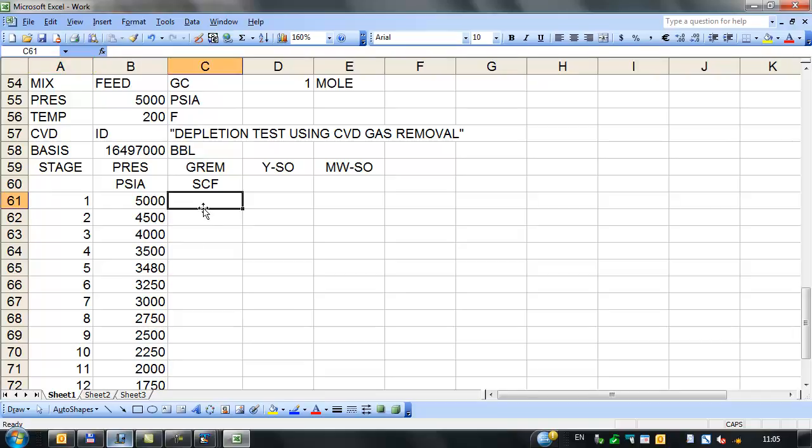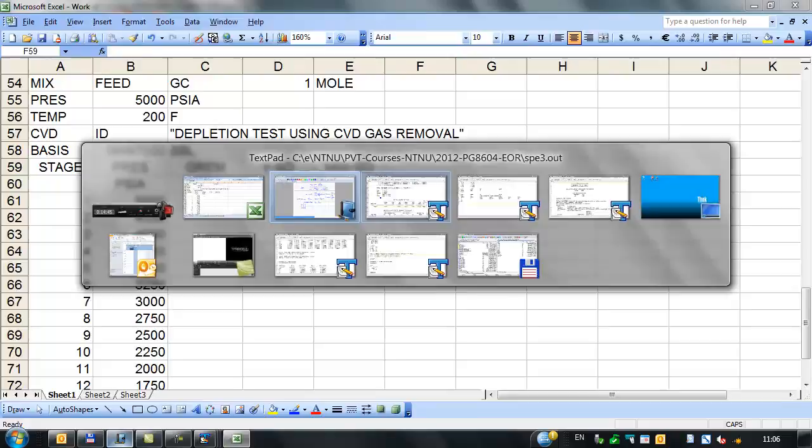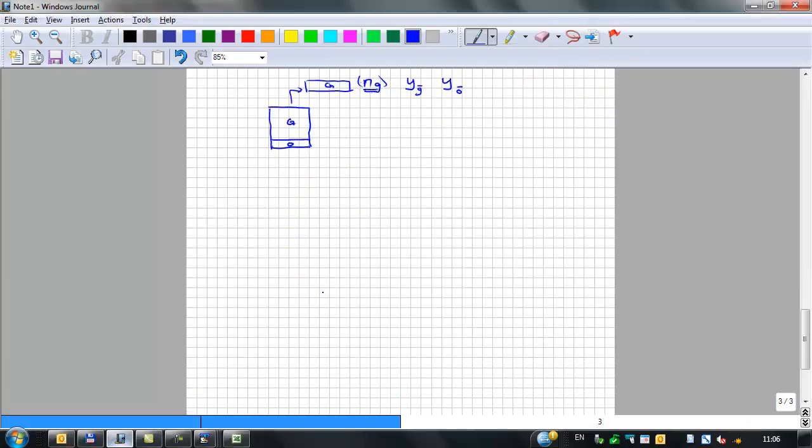So here we'll have how much gas is being removed each time. Here we'll have the mole fraction that becomes surface oil. We have the molecular weight of the surface oil, and then the density. Let's see if we can try to extract that.